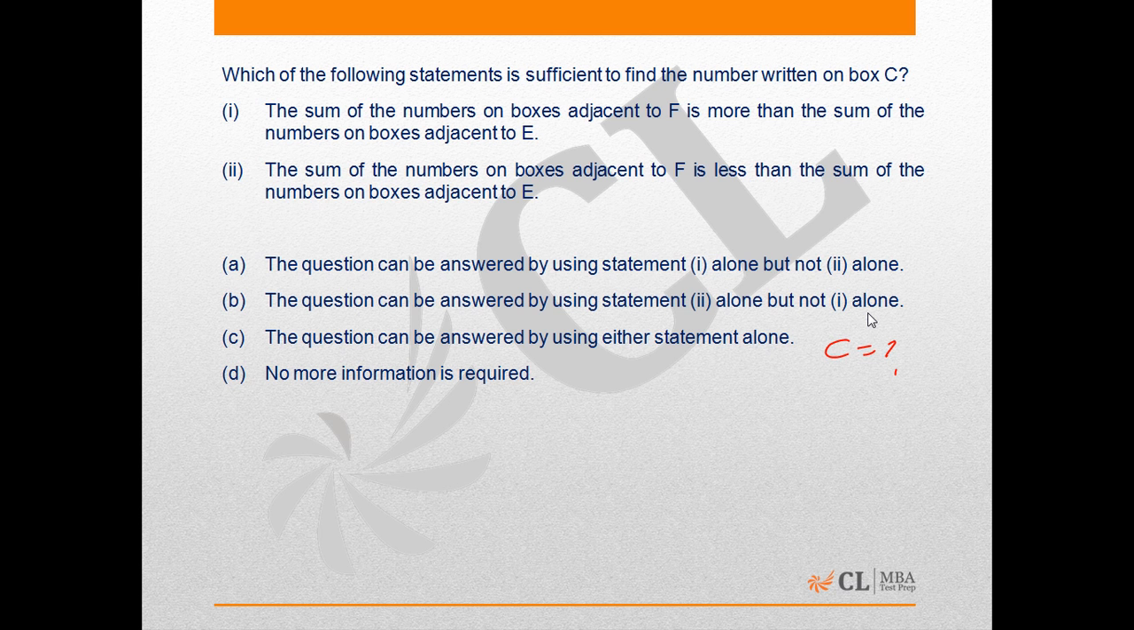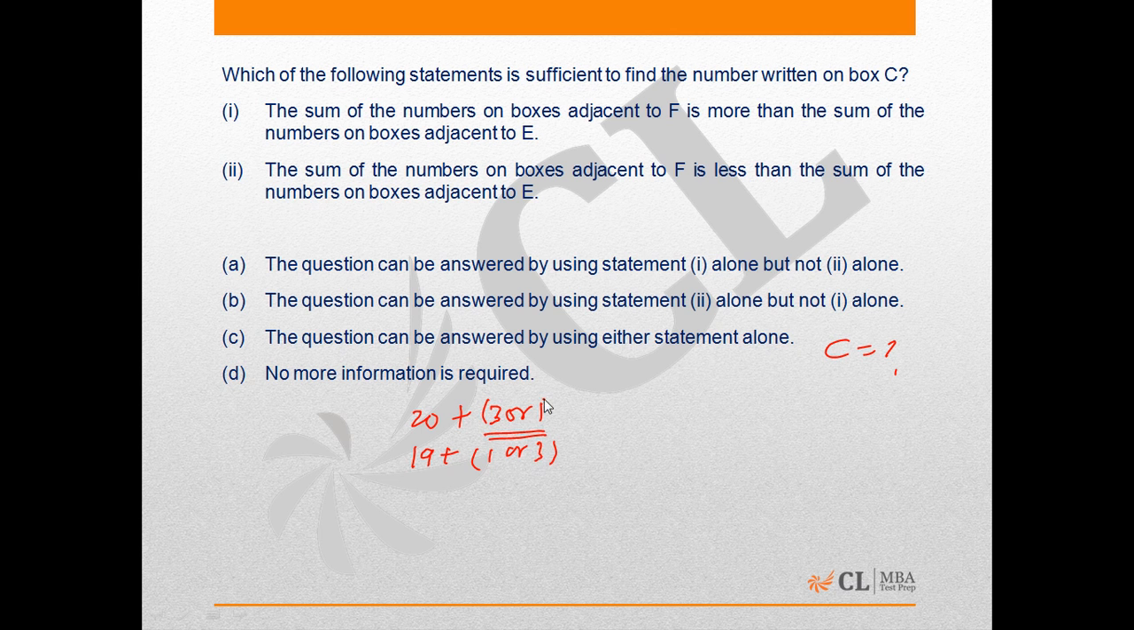So let's explore the first statement, in which it is given that the sum of the numbers on boxes adjacent to F is more than the sum of the number on boxes adjacent to E. Sum of the numbers on boxes adjacent to F is 20 plus 3 or 1, as we do not know which number would be in box D. Similarly, the sum of the numbers in boxes adjacent to E is 19 plus 1 or 3.